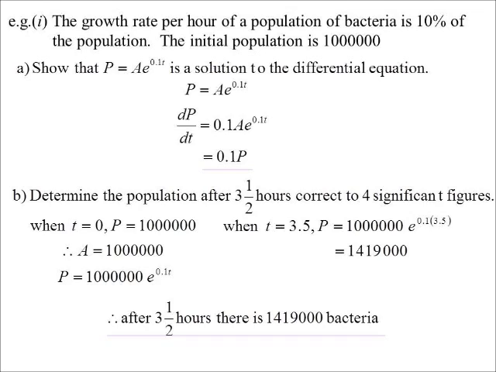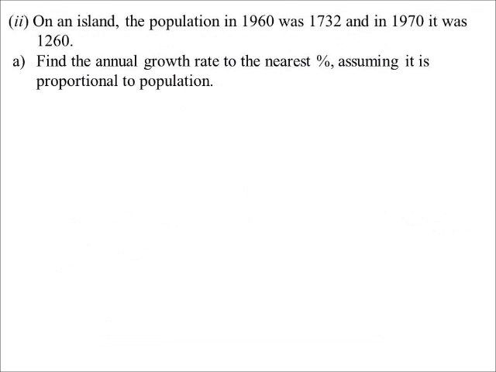Okay. On an island, population in 1960, 1,732. In 1970, 1,260. These people don't like each other. Okay, it's going down. Find the annual growth rate. Well, in reality, it's going to be a decay rate, assuming it's proportional to population. So, okay. We're assuming dP/dT is equal to some constant times P. And so we can say, oh, well, the solution to that is P is equal to Ae to the kt.